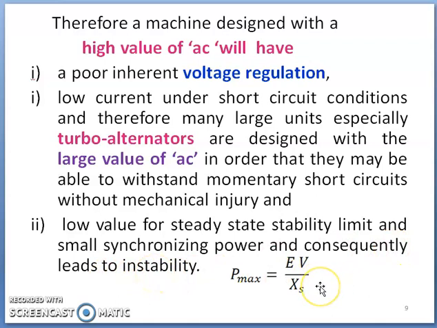You know, synchronous reactance, maximum power is inversely proportional to synchronous reactance, and due to higher value of AC, what happens to synchronous reactance? Definitely, when more number of ampere conductors are chosen, synchronous reactance will be more, and increase in synchronous reactance will decrease maximum power handling capacity of machine. Hence, it affects steady state stability limit of the machine, and machine may become unstable.